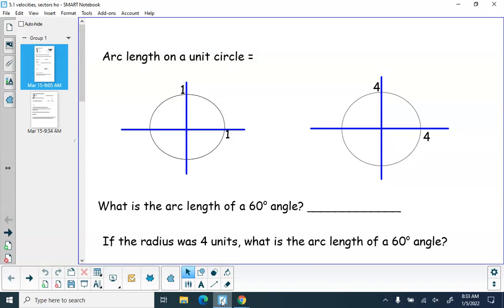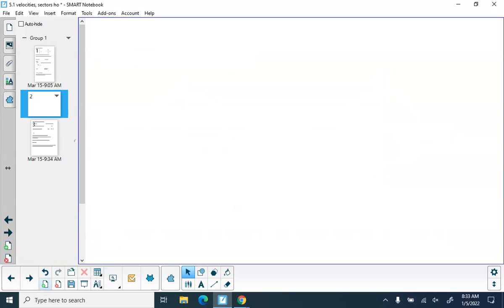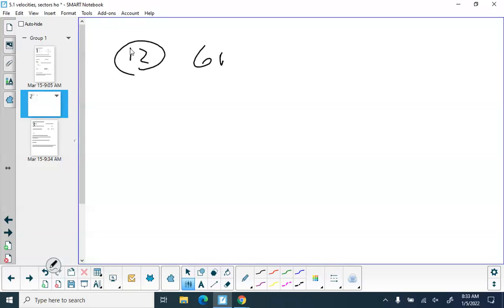Are there any questions that you have on anything in regards to radians, working with the radians? If we take a look at problem number 12, 6 radians. Six radians is equal to approximately how many degrees?